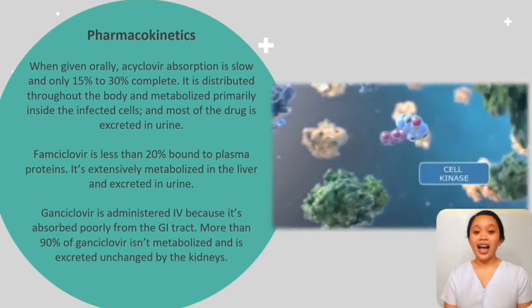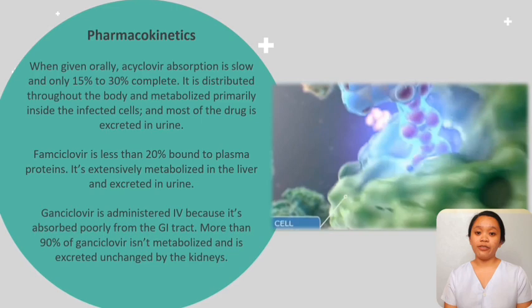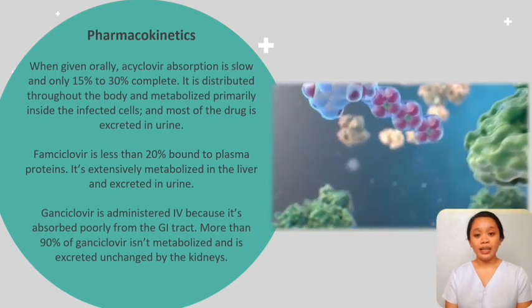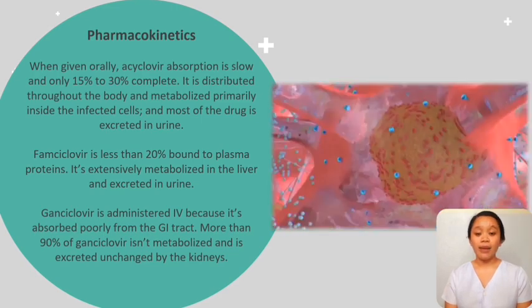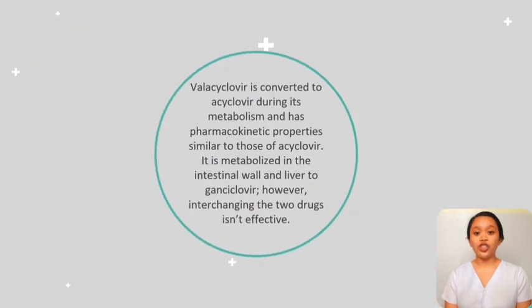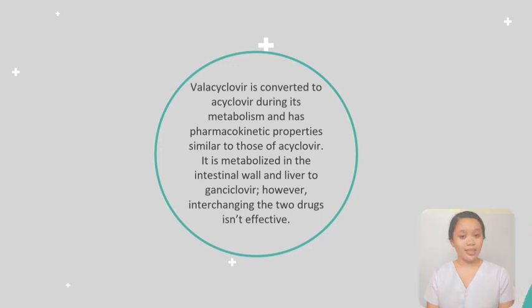Ganciclovir is administered IV because it is absorbed poorly from the GI tract. More than 90% of ganciclovir isn't metabolized and is excreted unchanged by the kidneys. Valacyclovir is converted to acyclovir during its metabolism and has pharmacokinetic properties similar to those of acyclovir. It is metabolized in the intestinal wall and liver to ganciclovir. However, interchanging the two drugs isn't effective.